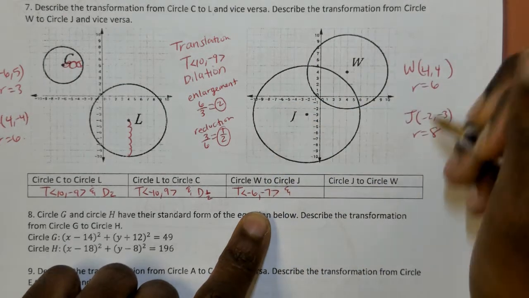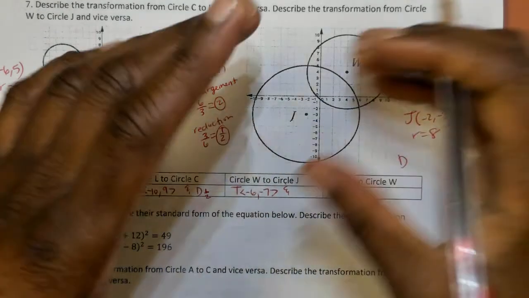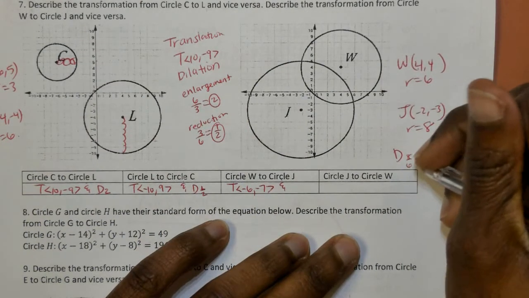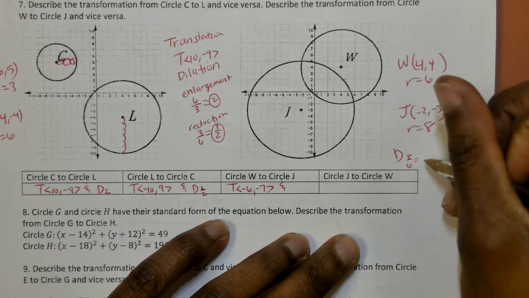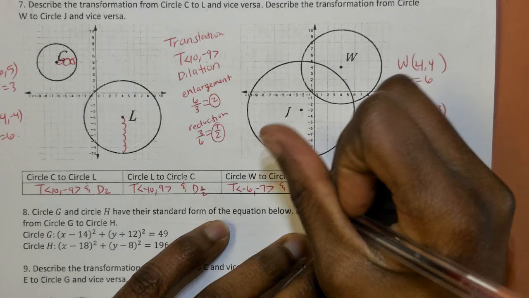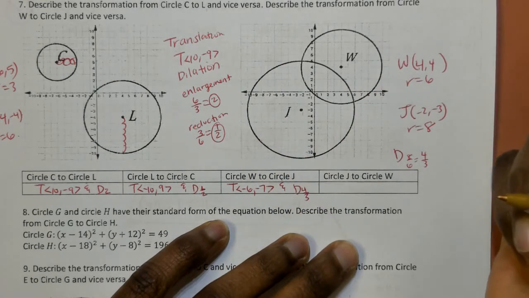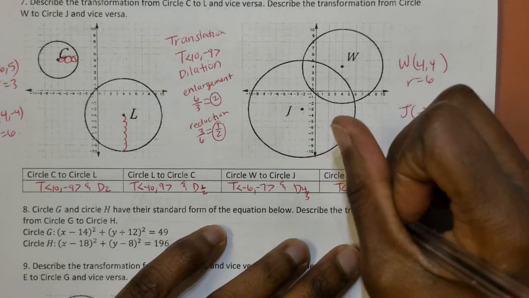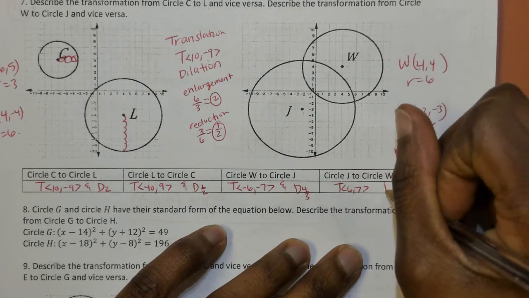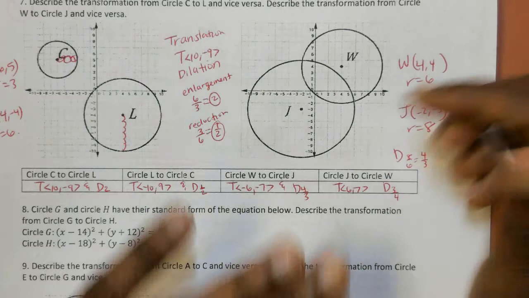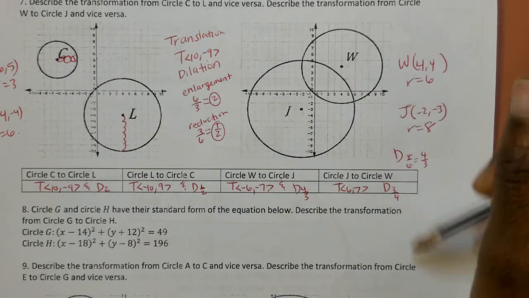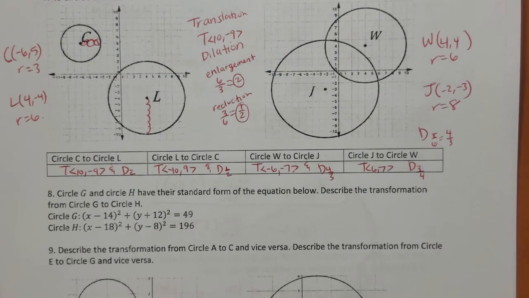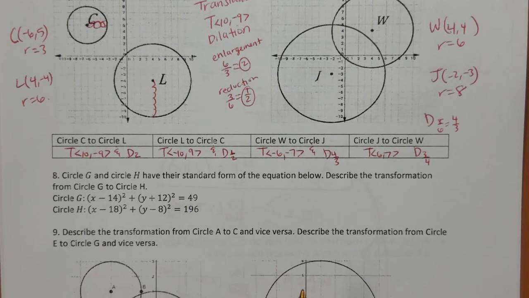Okay, and then the dilation, because it's getting bigger, I would put the larger number on the top, so 8 over 6, and then I would simplify that. So 4 over 3. J to W would switch it, so it would be 6 and 7, and the dilation is 3 over 4. So it's a reduction from J to W, so I would put the smaller number on the numerator. Okay, and that's it for 7.